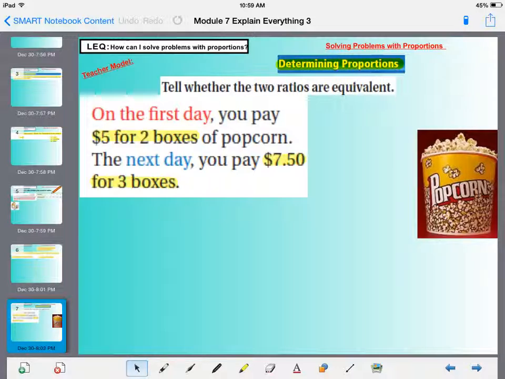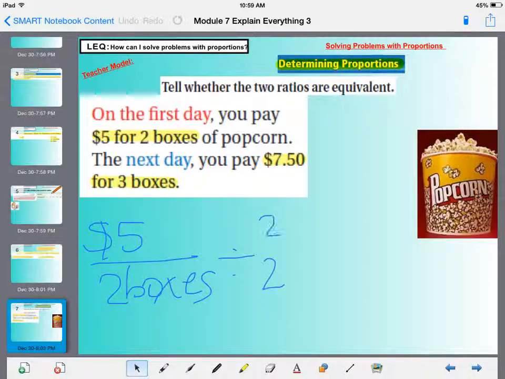And the information given is that on the first day you pay $5 for 2 boxes of popcorn. So I'm going to go ahead and write that as a rate. I'm going to write $5 for 2 boxes of popcorn. And then the question is asking me if I pay $7.50 for 3 boxes, is this proportional or are these two ratios equivalent? What I'm going to do to solve this problem is I'm going to divide by 2 because I want to find the unit rate. I want to know how much I'm paying for each 1 box of popcorn.